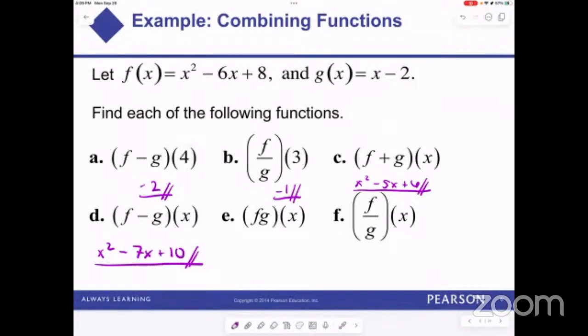And then for f, we're saying f of x divided by g of x. So since it looks like we can factor f, can we factor f into some form like this, where we have x and x?